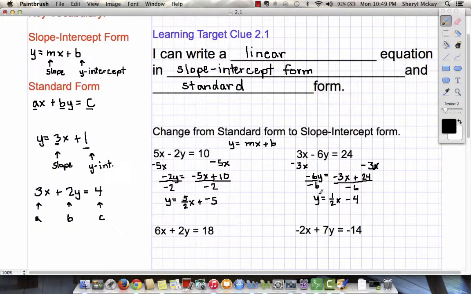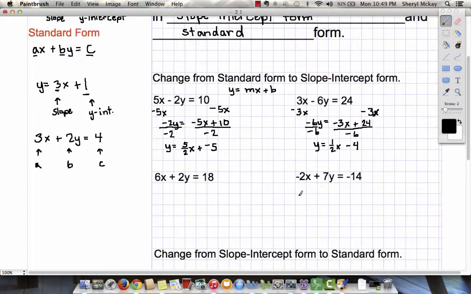Why don't you go ahead and take a few minutes and do this next problem, 6x plus 2y equals 18, and see if you can put that in slope-intercept form. Take a minute and do that.